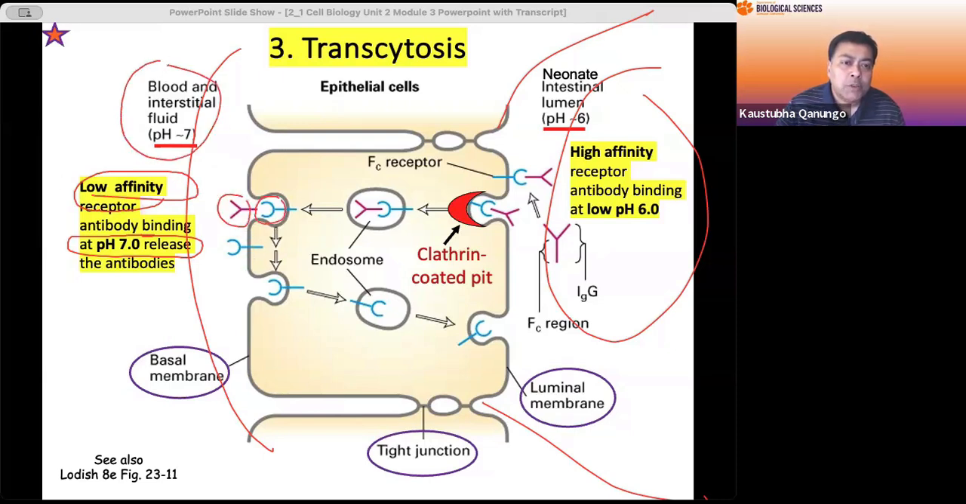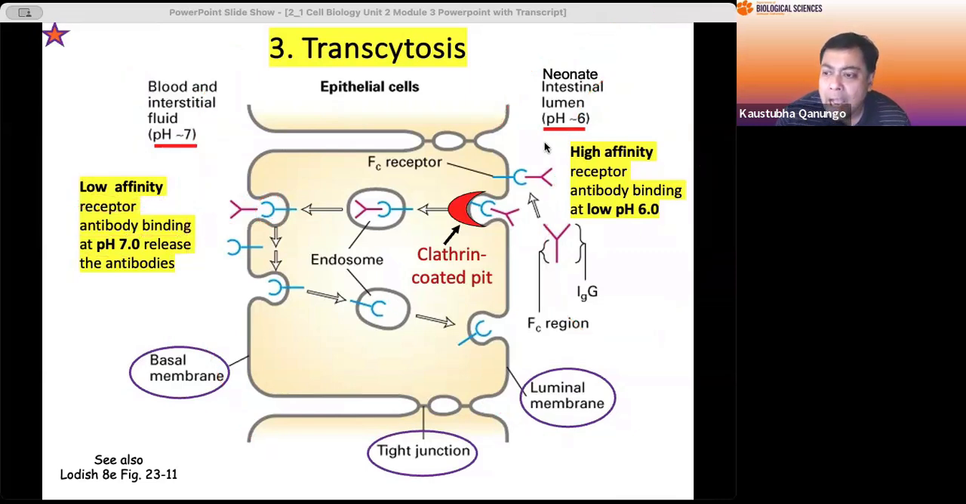So again, what we mean by high affinity or low affinity: high affinity means that the receptor binds to the antibody to bring it inside the cell. When it is endocytosed and transcytosed, why do we call it transcytosis? Because it is transcytosed from the apical surface to the basal surface. It's traveling, transcytosis, from apical to basal.